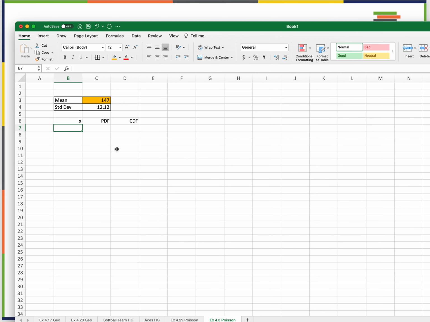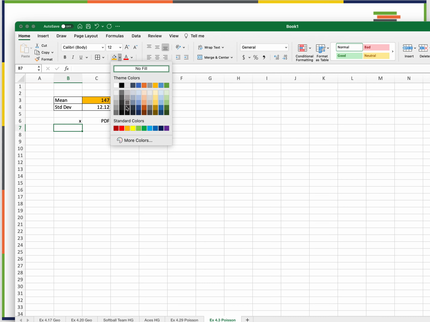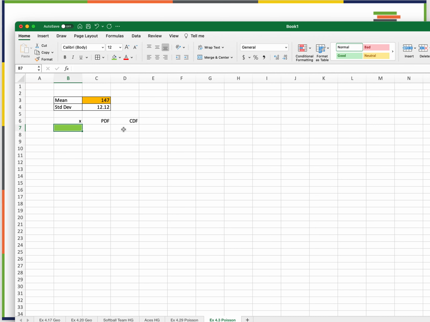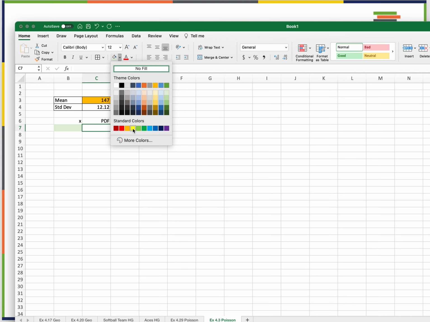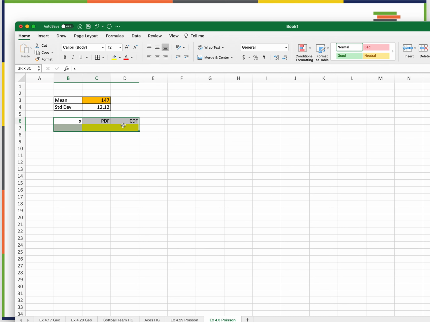Let's say we enter something here. I don't know, what do we want to make it? That's where we enter something, and maybe that's too dark. We'll make it very light green. And we're going to output two things. We're going to calculate two things. So let's make those in yellow. And so now any number I put in here, it'll give me the PDF and a CDF.